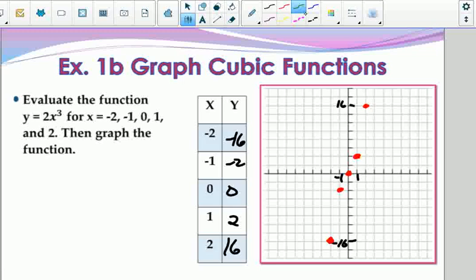So now if I take my pen and we just connect the points, you can see that it is a stretched out curve here. But you can see that it does cross the origin, and you have a curve on the upper end and you have a curve on the lower end. That would be an example of a cubic function.